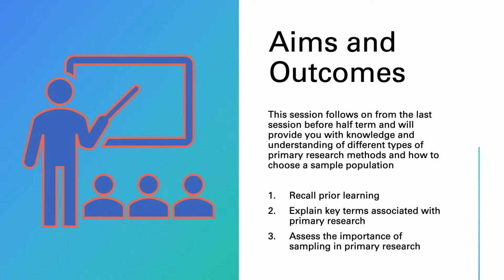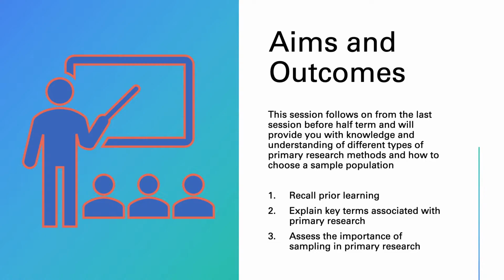So, first things first, we're going to do a recap, a different sort of recap today. We're just going to discuss what we looked at before half term, and then we're going to move on to looking at some key terms that are associated with primary research. There are 12 key terms that we're going to be looking at throughout this session. I'd say half of them we've already covered, so you've got a bit of inside information already, but the other half of them are probably terms you've never heard of before. So I'm going to explain them to you in this lesson.